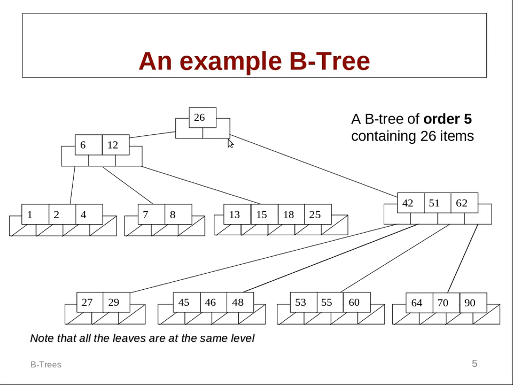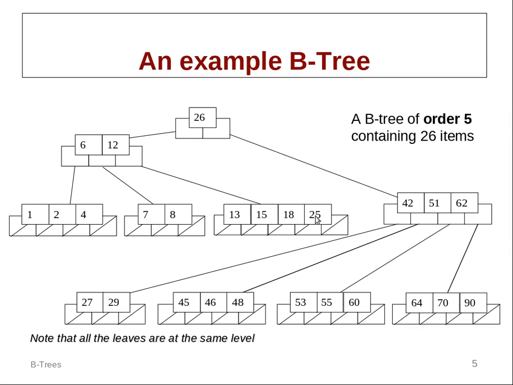The root in this one was only going to have 2 children, like a binary tree, but over here, this node contains 2 values. So a node can contain more than one value now. This time it contains 6 and 12. To the left of 6, aka lower than 6, we have 1, 2, and 4. Between 6 and 12, we have 7 and 8. And greater than 12, but technically less than 26, we have 13, 15, 18, and 25.